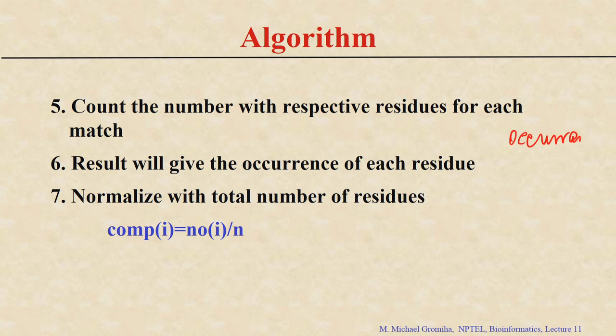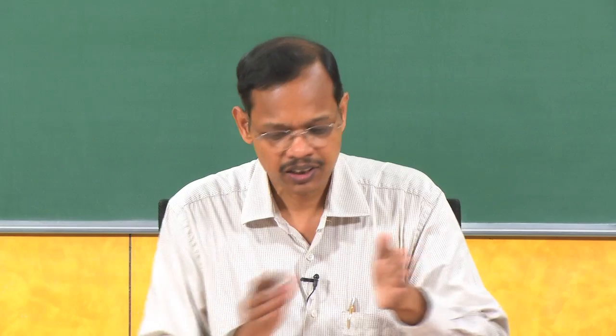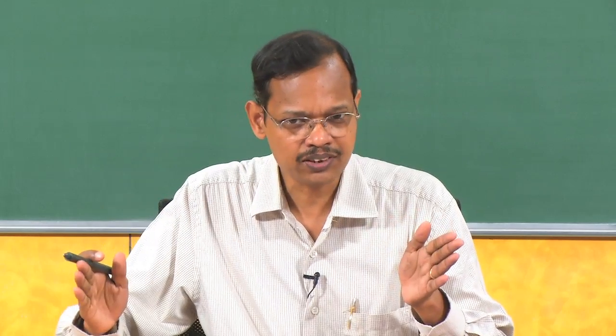Now what do I have to do? Here is the occurrence for each of the 20 residues, then normalized with the number of residues. If you take each residue, 1 to 20, normalized with n for each case, then we will get the composition. If you want the composition in percentage, you multiply this by 100, very simple. So we take the sequence, get the 20 different amino acids and do a matching. If it matches, then increase the number by +1, because we already initialized, and complete it till the end of the sequence. Then we have 20 numbers for the 20 amino acids, then normalize with n, and we get the composition.